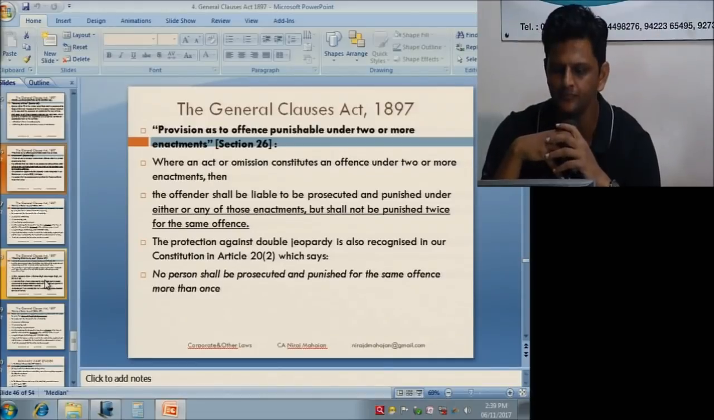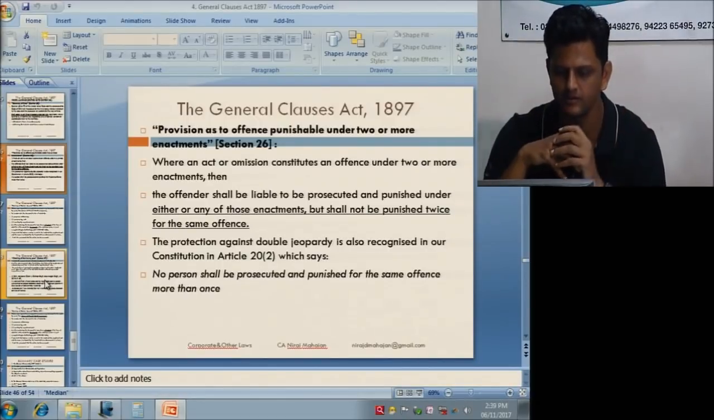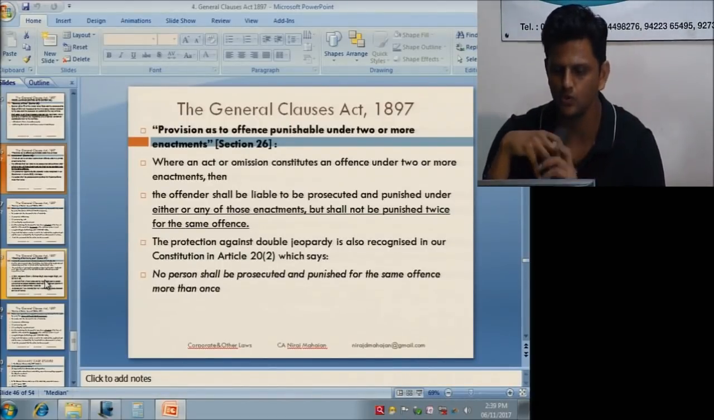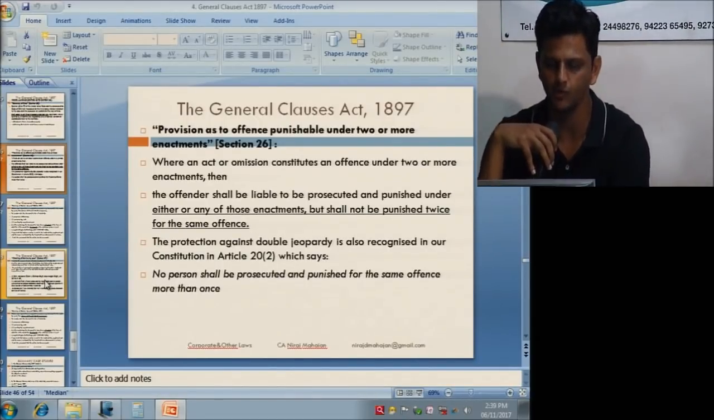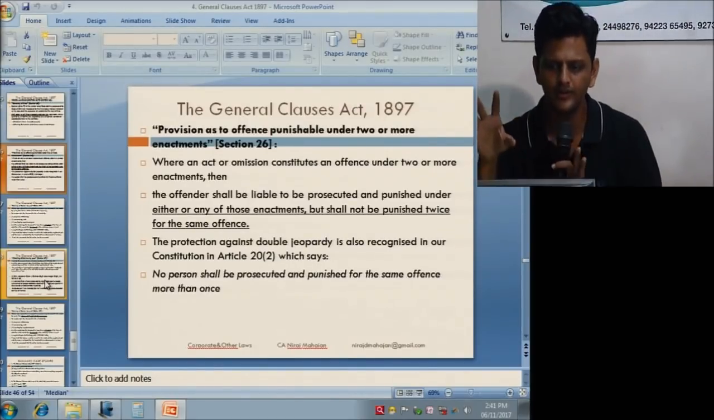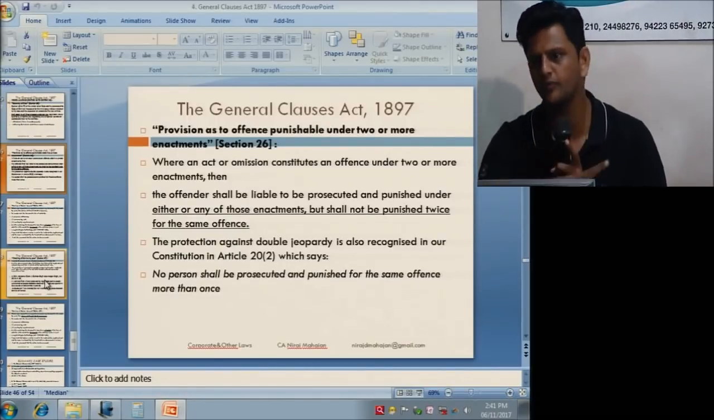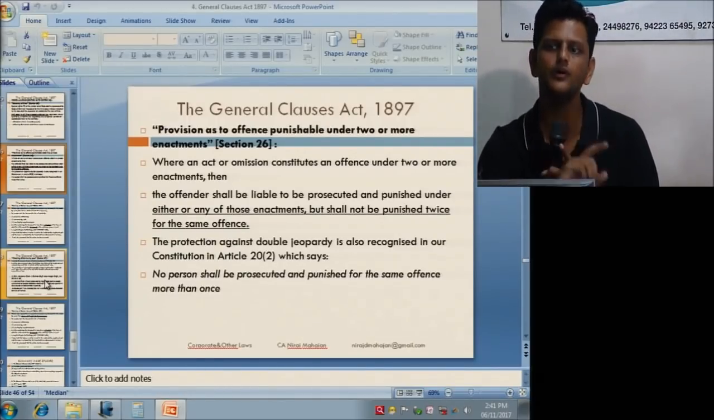So the protection against double jeopardy is also recognized in our Constitution in Article 20, sub-clause 2, which says no person shall be prosecuted and punished for the same offence more than once. That means he will not be punished twice. Importantly, double jeopardy is mainly that if you have committed a crime, you will not bring him back to court again. You will not try him twice.